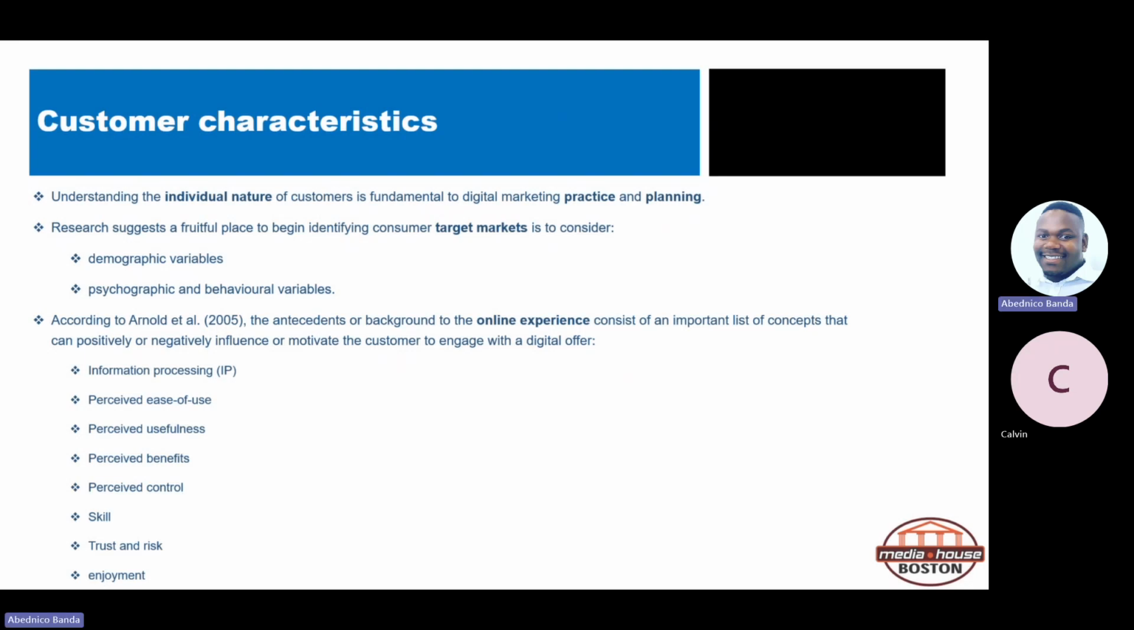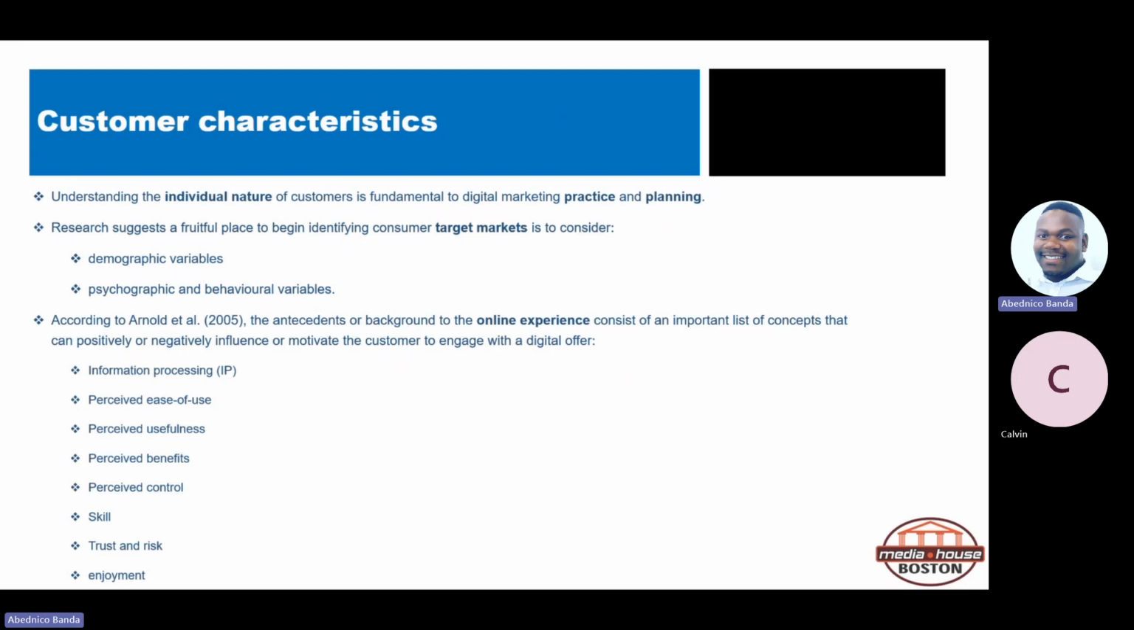So there are 8 antecedents that you're going to come across when you're doing your F2 assignment that we must understand as marketers, and they always give us an idea of what customers go through when they are interacting with our digital assets, when they are interacting with us online. So understanding the individual nature of customers is fundamental to digital marketing practice and planning. And there are 8 antecedents that you need to understand.